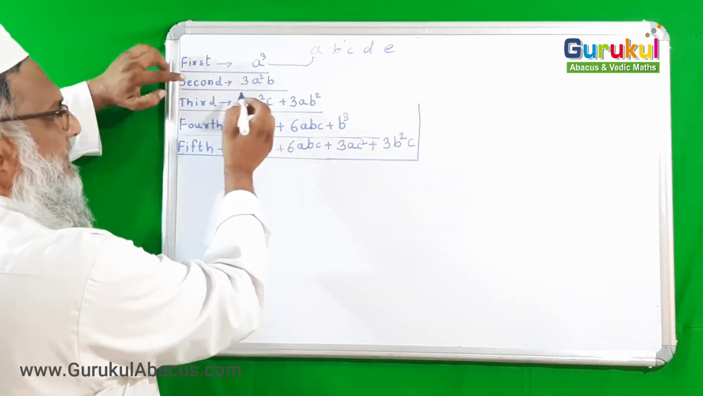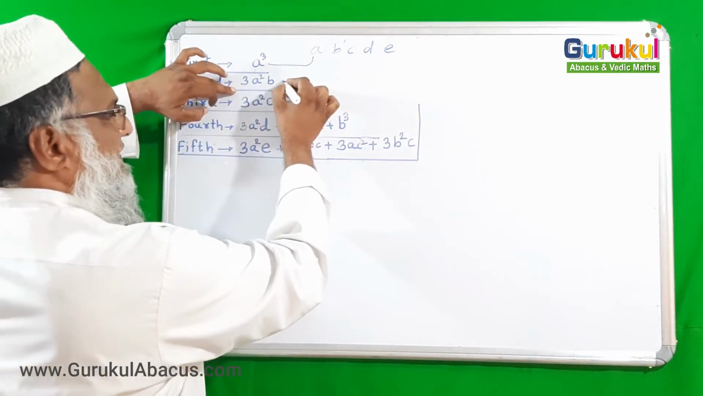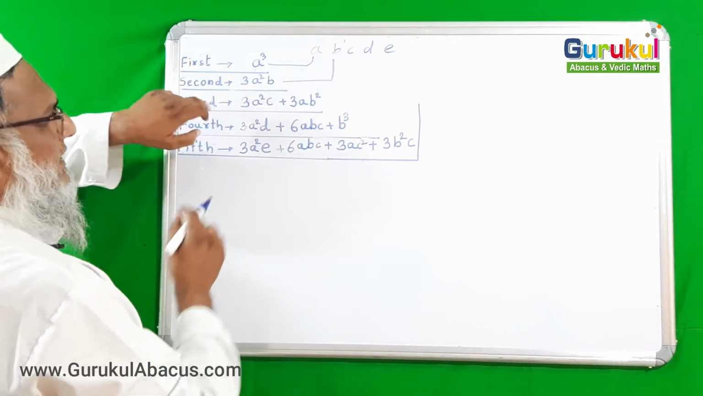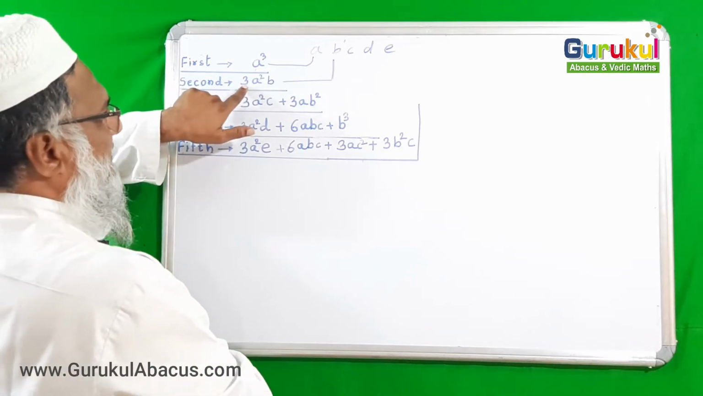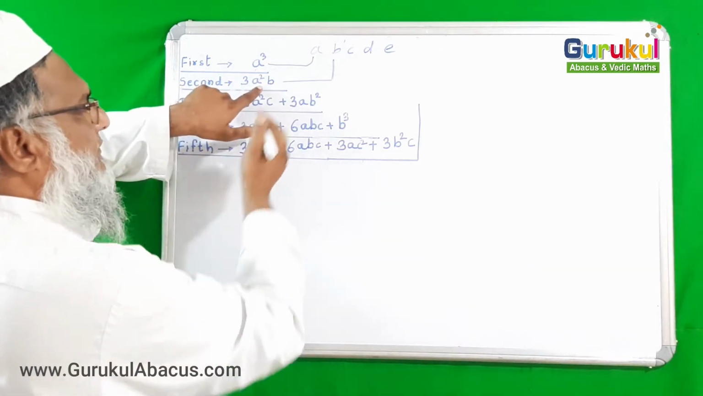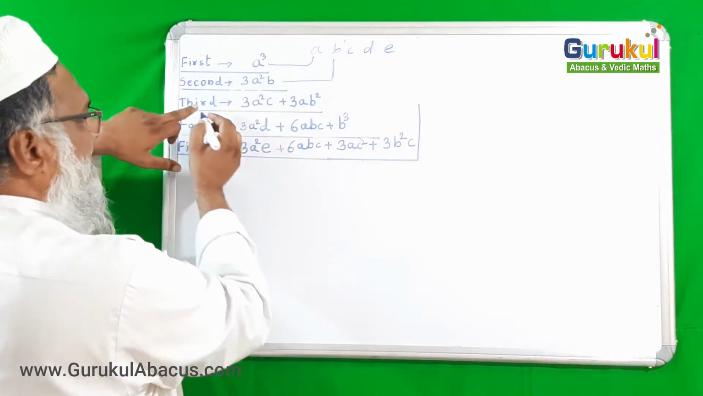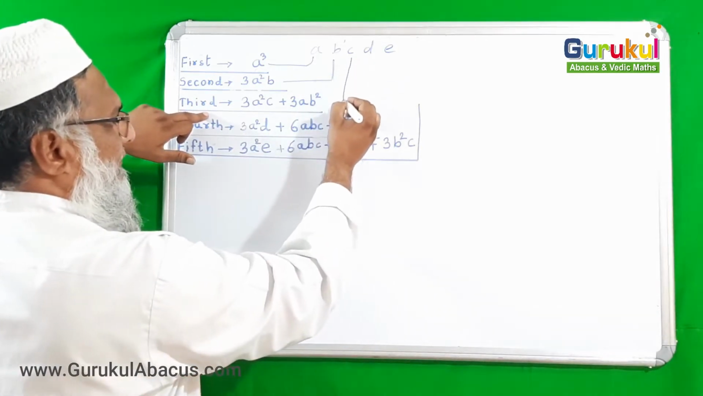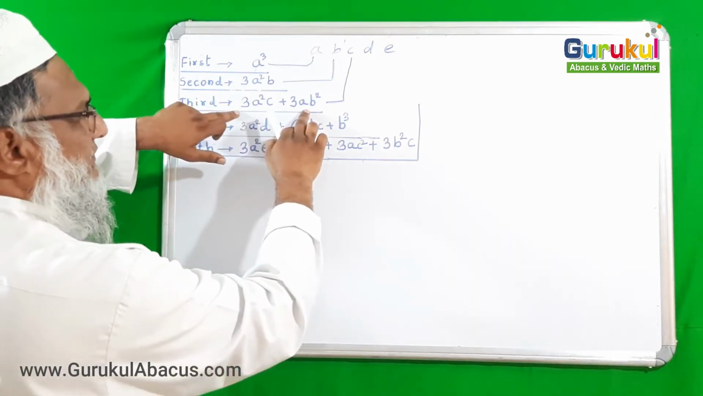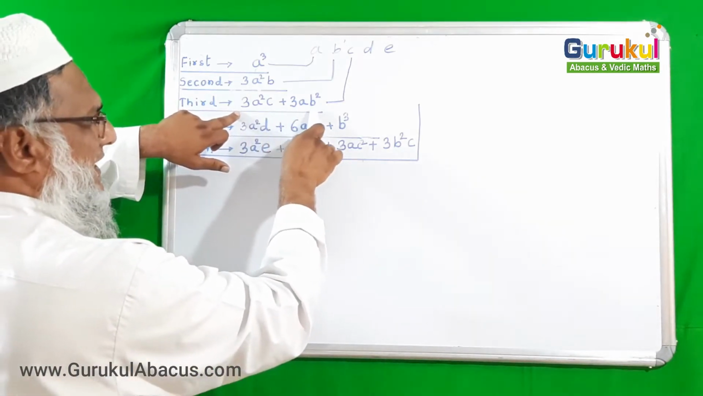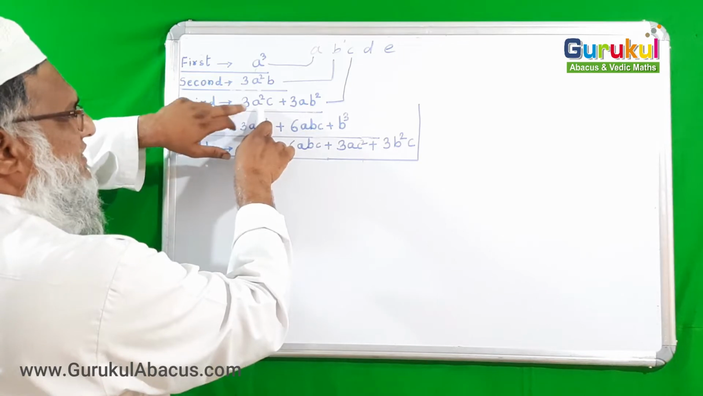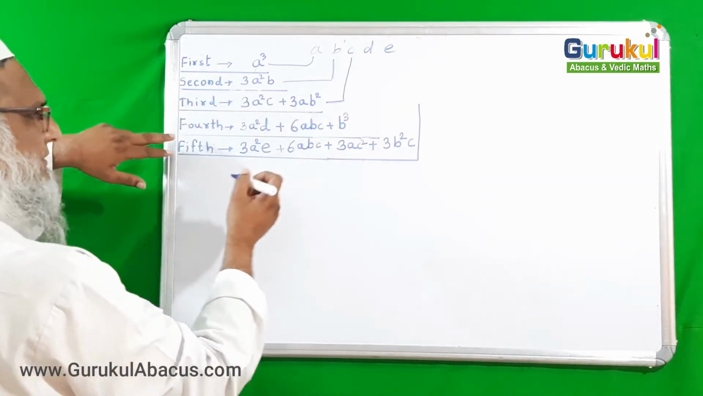Now our second term, a square b, is related to finding the value of b. Just by observation, you can understand that if we divide by 3a square, we will automatically get b. Now our third term is related to finding the value of c. How can it be? Just observe this term and this term. If we subtract 3ab square and then divide by 3a square, we will find the value of c. We will do it in the example, so no problem.